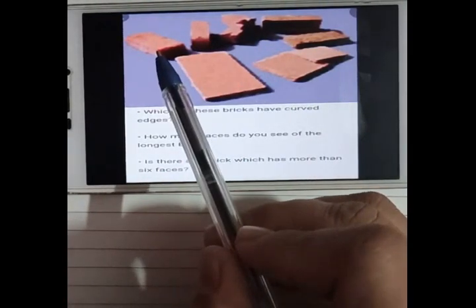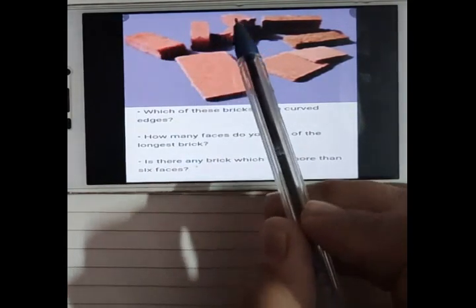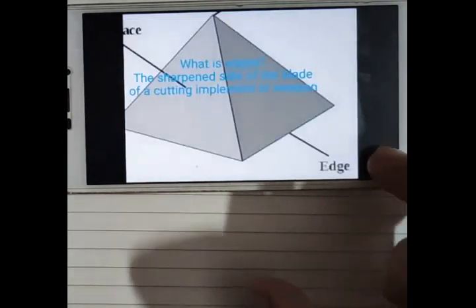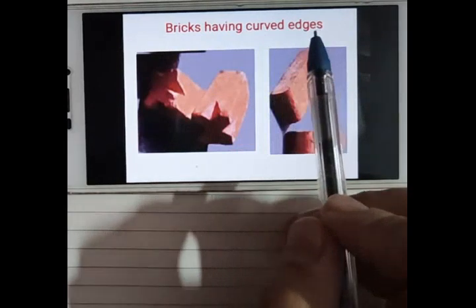So here you can see this. In this brick the curved edge is there. In this brick the curved edge is there. I have taken the picture here. So these two figures represent the curved edges. Okay.